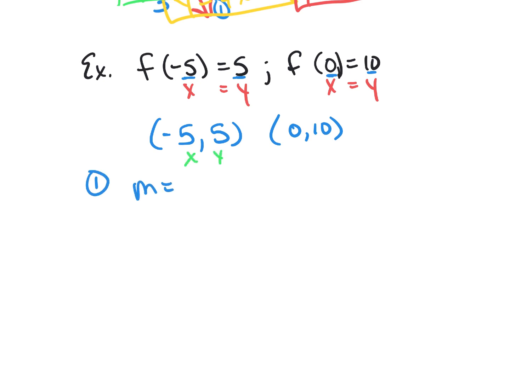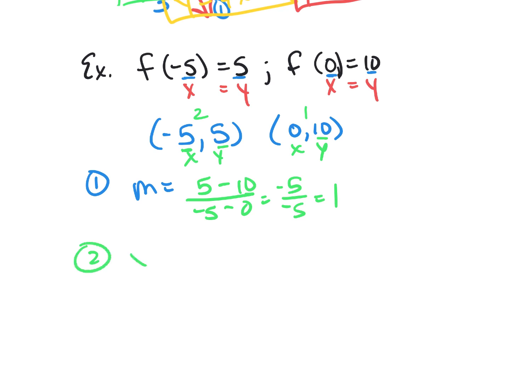So label them, say group 1, group 2, right? So we're going to have 5 over negative 5. Then we have minus 10 over 0. So we get negative 5 over negative 5, which is 1. Next thing, find my equation.